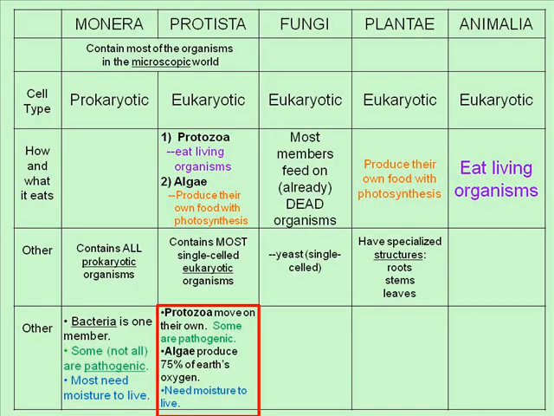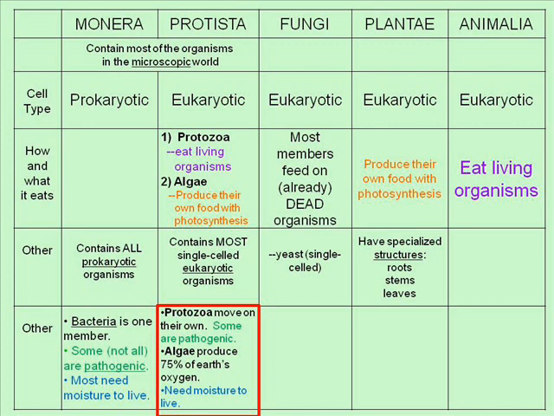So let's go back to our chart here and fill in some more information that we have now from kingdom Protista. I've outlined this with the red line in the box at the very bottom. You need to include here that protozoa move on their own. They have their means, sometimes little features that allow them to sort of swim around, but generally they move on their own.